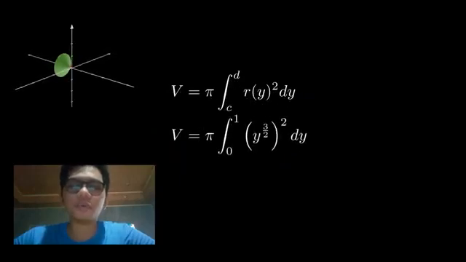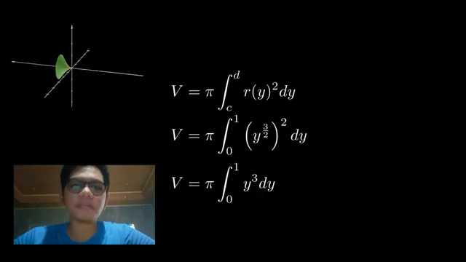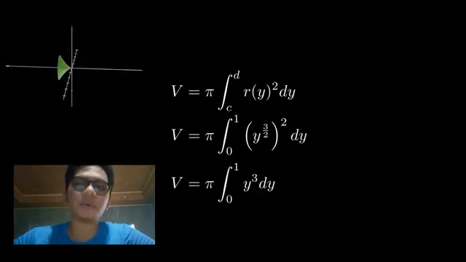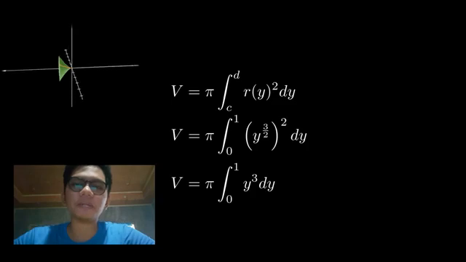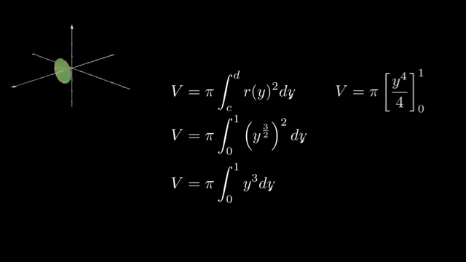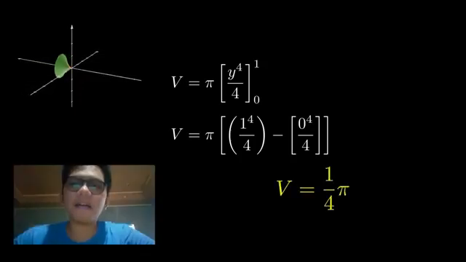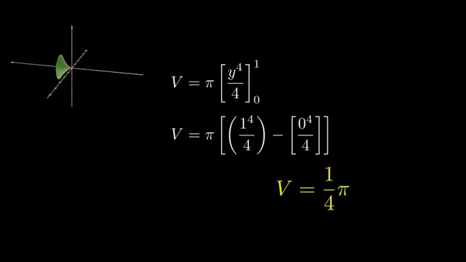Raising it to the power of 2 cancels out the denominator of the function's exponent, and now we simply have the equation V is equal to pi multiplied by the integral of y cubed dy from 0 to 1. And here are the preceding steps of the definite integration. Finally, we have the answer 1/4 pi.